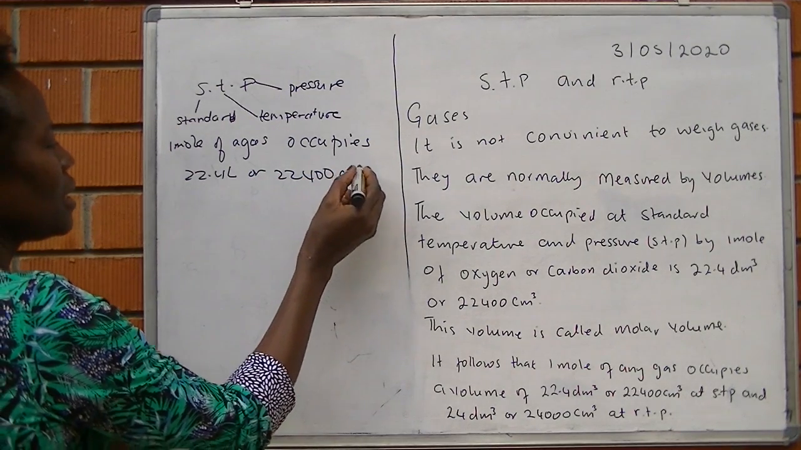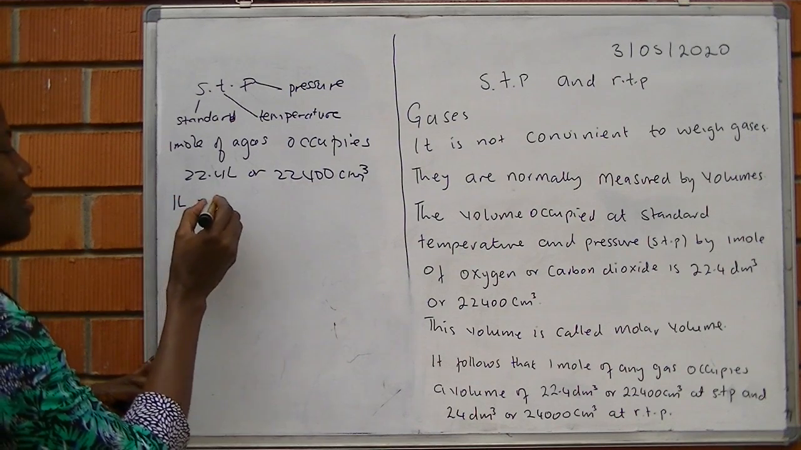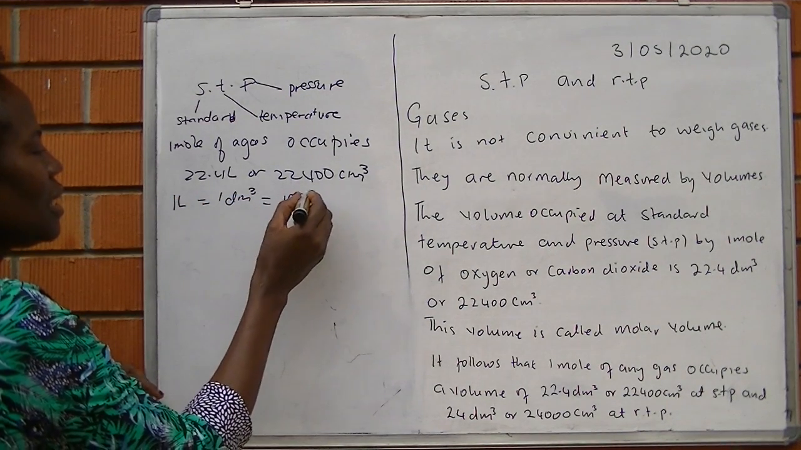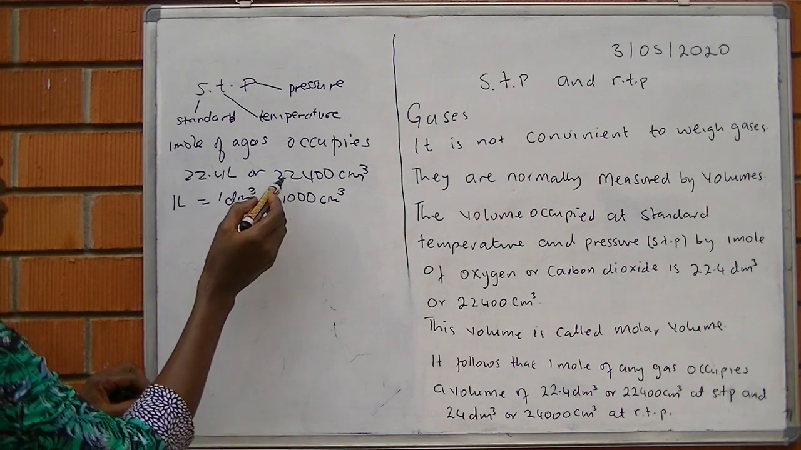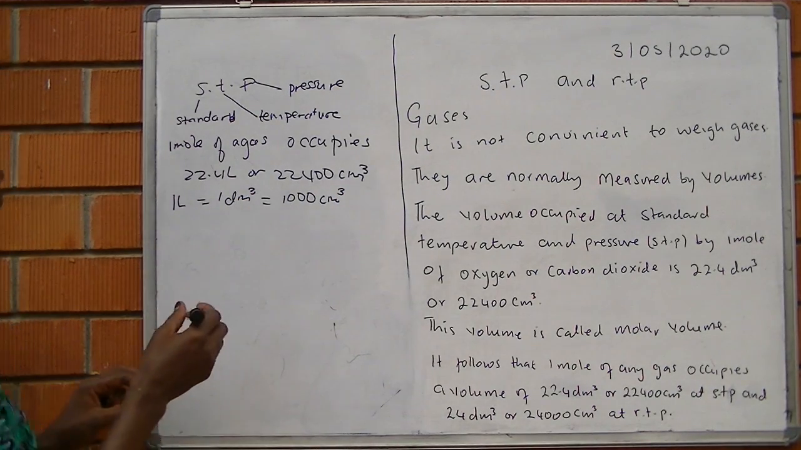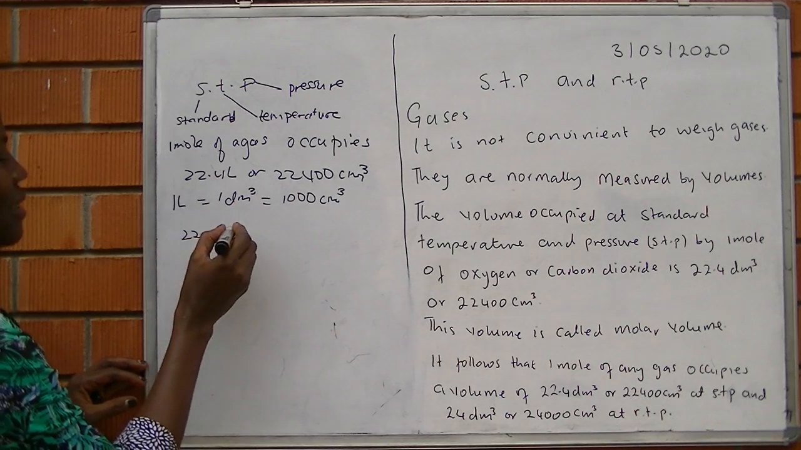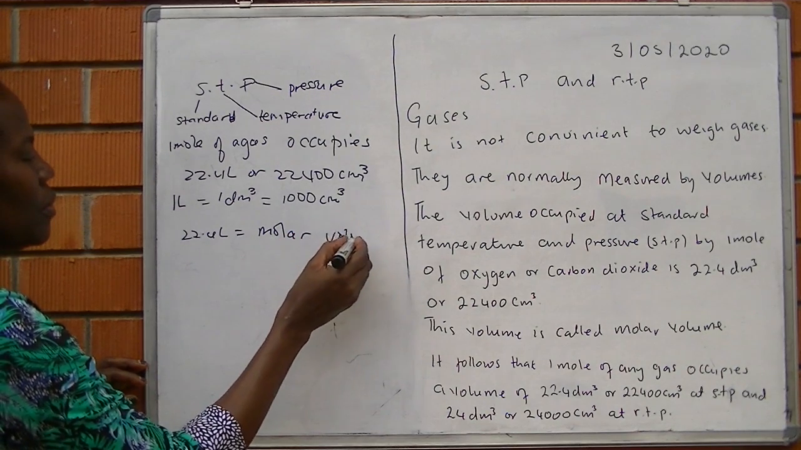22,400 cubic centimeters. Why? Because 1 liter is equal to 1 cubic decimeter is equal to 1,000 cubic centimeters. I'm only multiplying to come to the value. And this 22.4 liters is known as the molar volume.